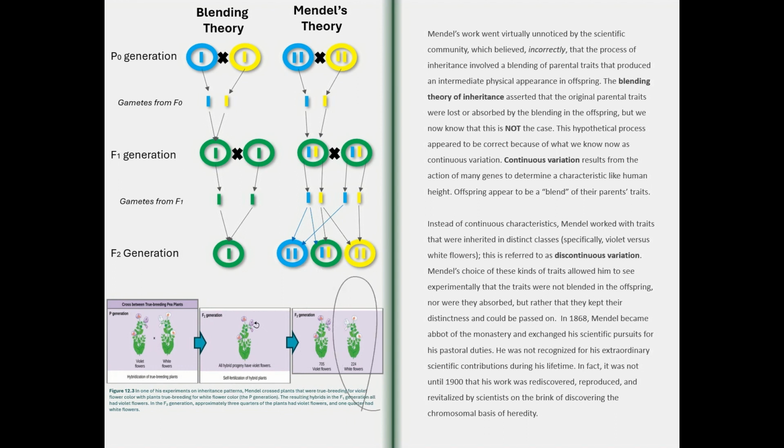Now, in 1868, Mendel became abbot of the monastery and exchanged his scientific pursuits for his pastoral duties. He was not recognized for his extraordinary scientific contributions during his lifetime. In fact, it wasn't until around 1900 that his work was rediscovered, reproduced, and revitalized by the scientists on the brink of discovering the chromosomal basis of heredity. So that's a bit about Mendel's history.